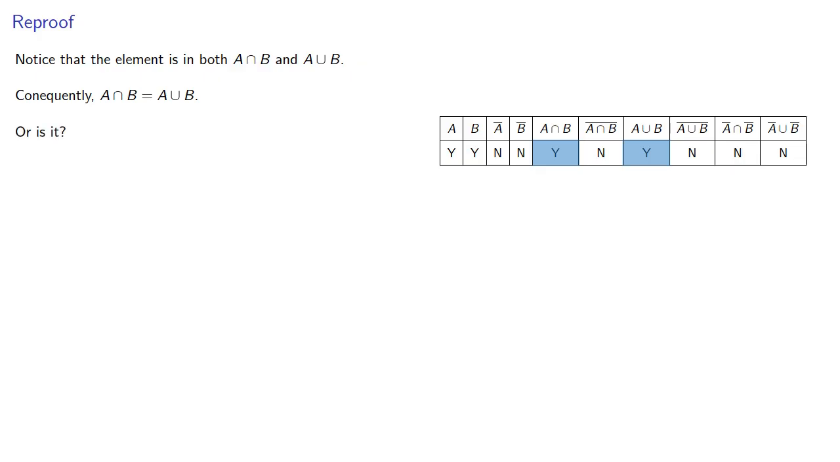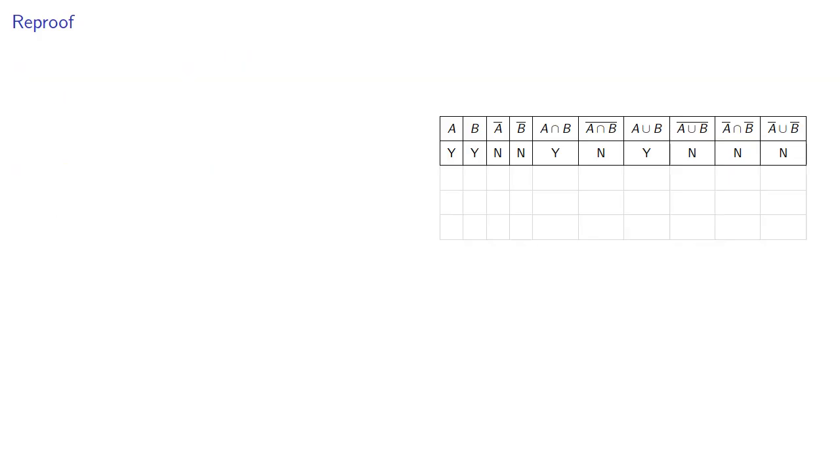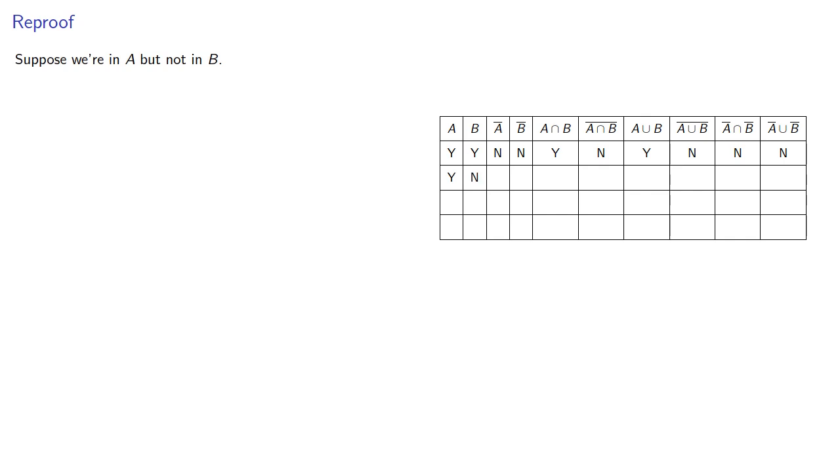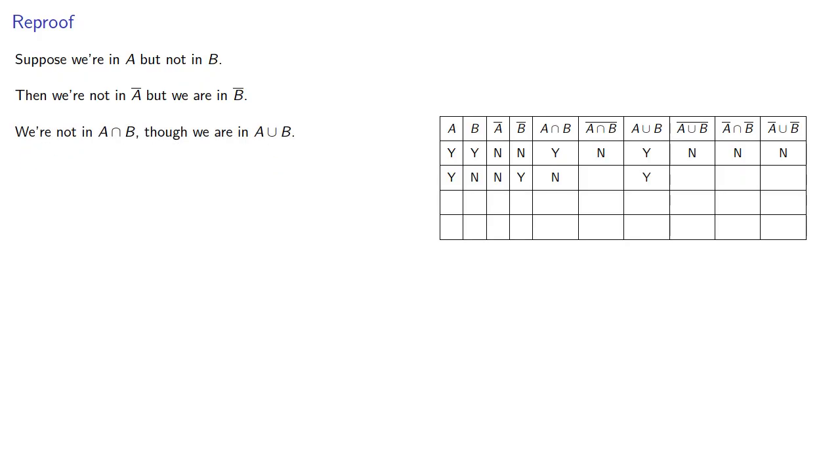Or is it? This is only true if we're in A and also in B. But what if we're not? So it's important to consider all possibilities. So suppose we're in A but not in B. Then we're not in A complement, but we are in B complement. We're not in the intersection, though we are in the union. So we're in the complement of one, but not in the complement of the other. And we're not in the intersection, but we are in the union.